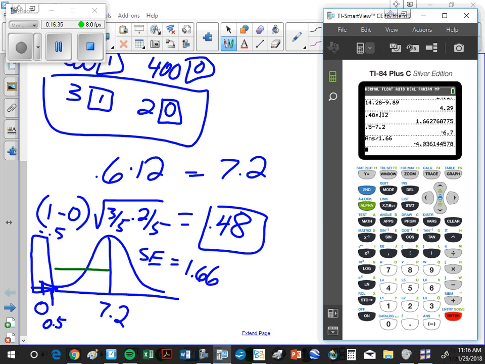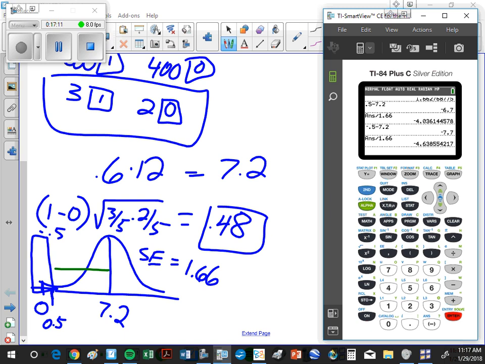Now, just for fun, negative 0.5 minus 7.2 divided by 1.66. So I'm looking for the area between negative 4 and negative 4.6, which is going to be very, very small, essentially 0. Okay? Is there a possibility? Could you get no, 12 times? Yes, but it's extremely unlikely.